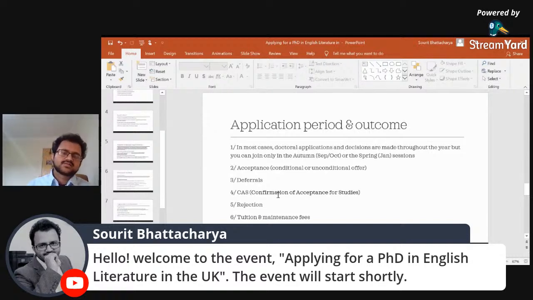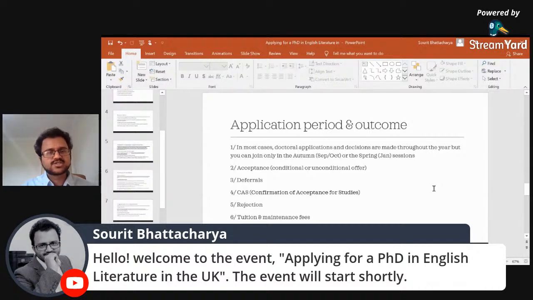So once you are done with every component, the components that I gave you, like the English language requirement, and then the CV, the full application form, etc., everything is done, then you are issued what I have written here, CAS, that is confirmation of acceptance for studies. That will be given a little later. First of all, you'll be given a conditional or unconditional offer. So why conditional? If something is missing, for instance, you have not yet submitted your English language requirement standardized score, you have been given a conditional offer. Once you submit that, they will change it into an unconditional offer.